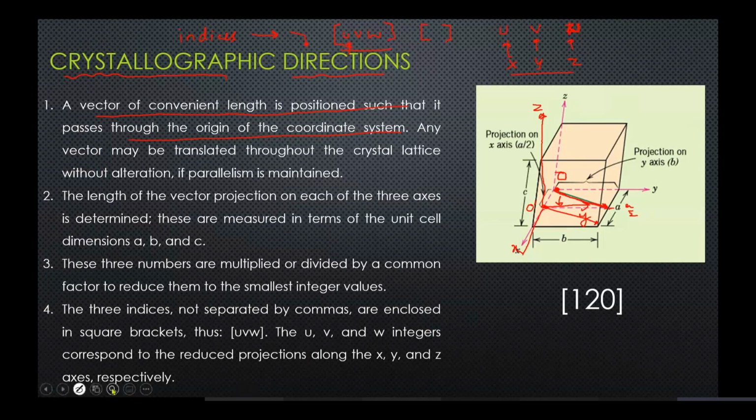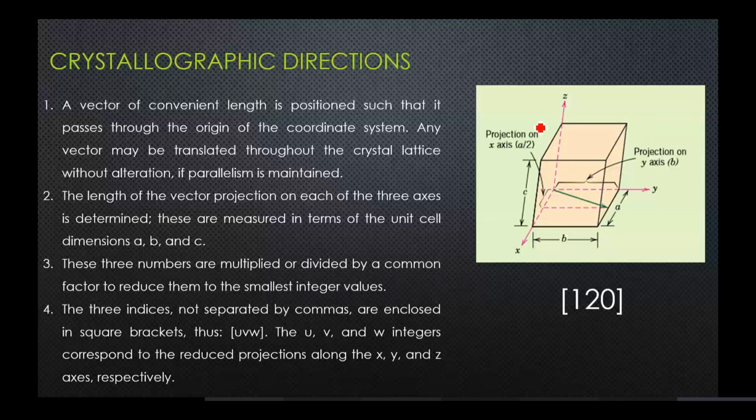So whenever a direction is given to you, to find out its directional indices, you have to make sure that the vector is passing through the origin, or you can move the vector in a way such that the parallelism is not disturbed and the vector starts from the origin. Now, if this first condition is satisfied, we'll see the movements along the x, y, and z axis. For this unit cell, the whole length along the x-axis is represented by 1, the whole length along the y-axis is represented by 1, and the whole length along the z-axis is represented by 1.